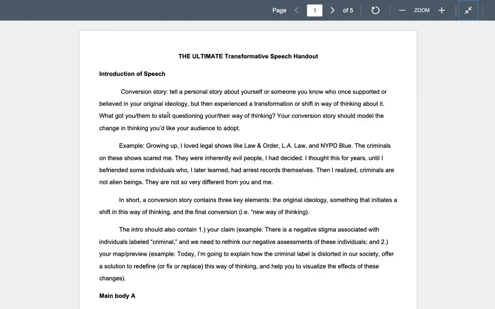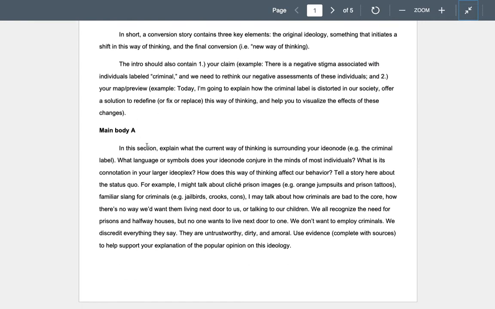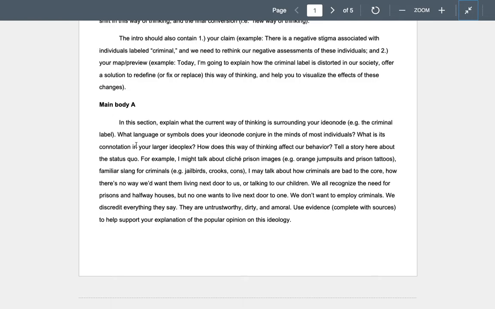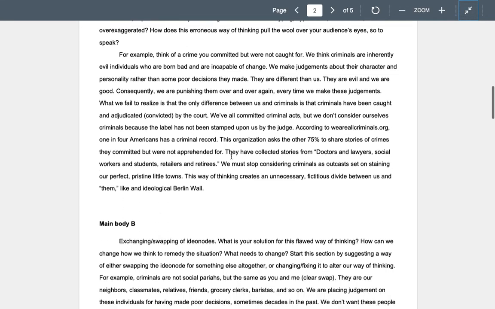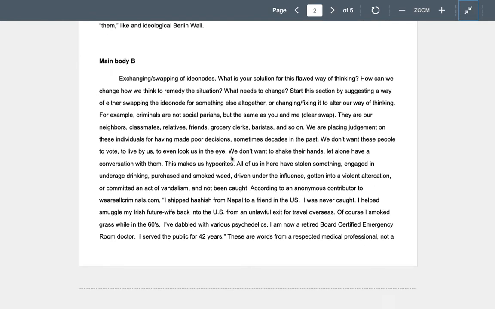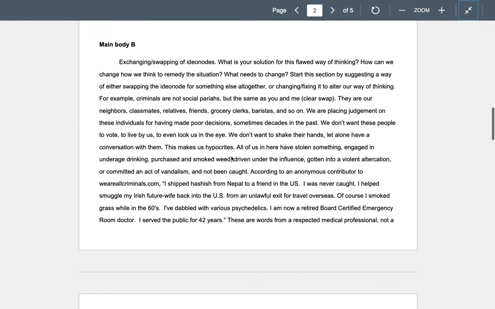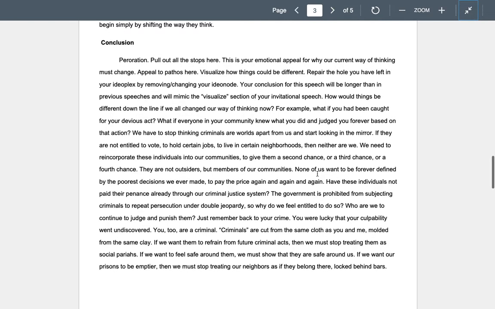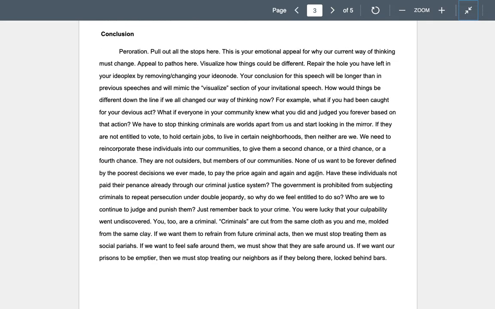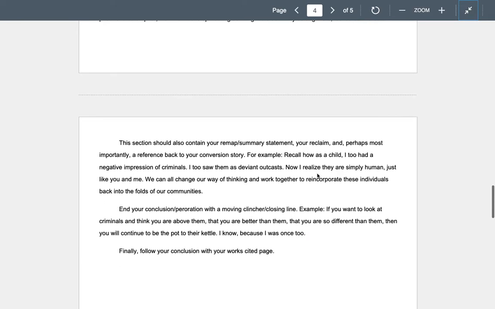So what is this conversion story? What do you do in the first part of the body? Again, that's where you have to explain your ideology, the idea node. Then there are specific examples. Then in the second part of the body, you will exchange or swap the idea nodes. And then lastly, in the conclusion, you can see it: pull out all the stops here. Appeal to the pathos. Visualize it for us. It's very much like that visualization section of the last speech.